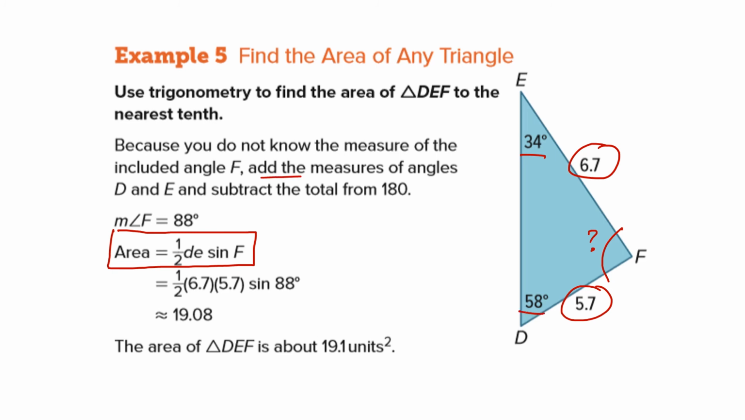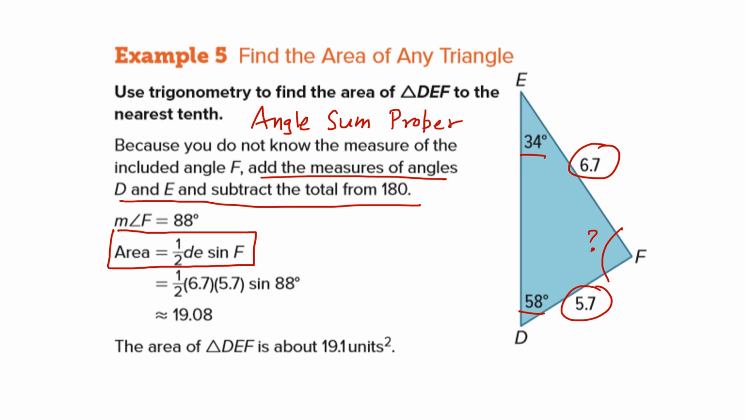Yes, you're right. You will add the measures of D and E and subtract. This property is called the angle sum property of a triangle. So the measure of angle F will come out to be 88 degrees. So once you get that, again, you just have to do the simplification, use your calculator, and your answer for the area of this triangle would come out to be 19.1 units square. I hope you've understood how we can use the concept of trigonometry to find the area of a triangle.